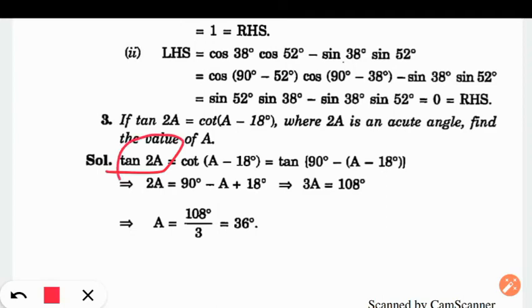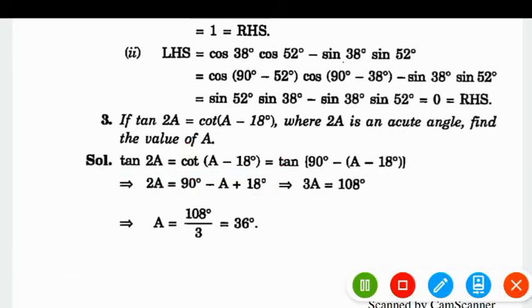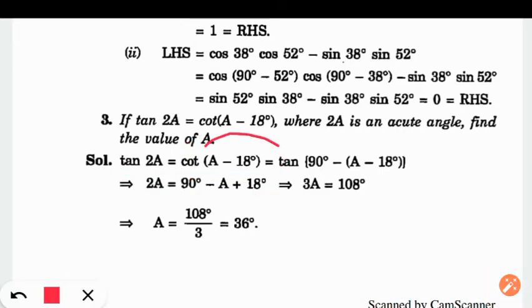Tan 2A is as it is, whatever we have as given: tan 2A is equal to cot (A minus 18 degrees). Suppose this full angle is theta. So in place of cot theta, can we write tan (90 degrees minus theta)? From the formula, tan (90 degrees minus theta) is cot theta. So in place of cot theta, this full angle, we can write tan (90 degrees minus theta).